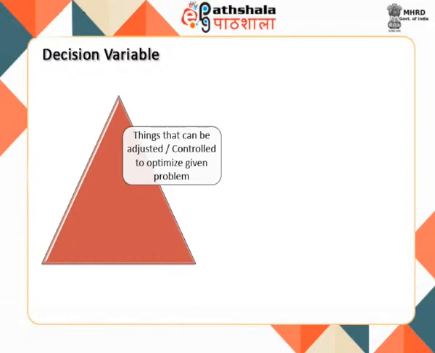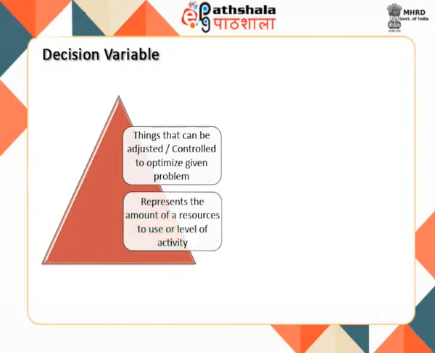Typically, the variables represent the amount of a resource to use or the level of some activity. Generally, a variety of symbols with subscripts and superscripts are used to represent the variables of a linear programming problem. For example, x1, x2, and so on till xn could be used when there are n variables in the list.